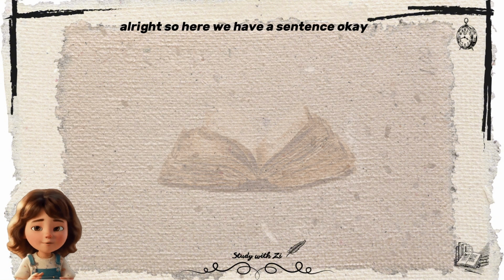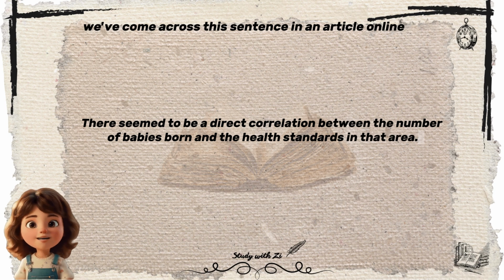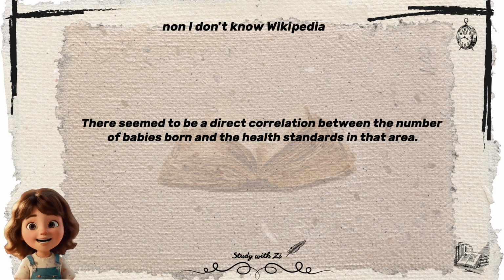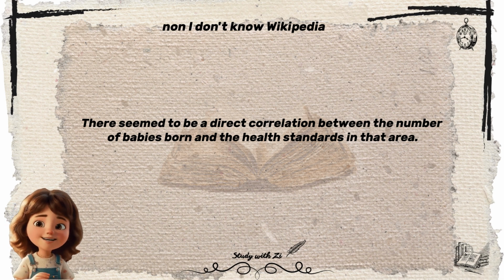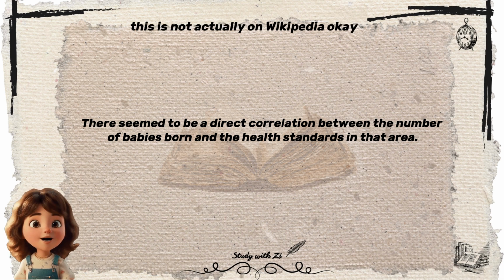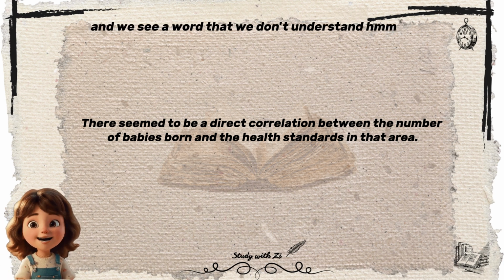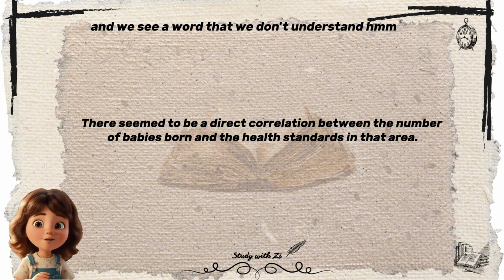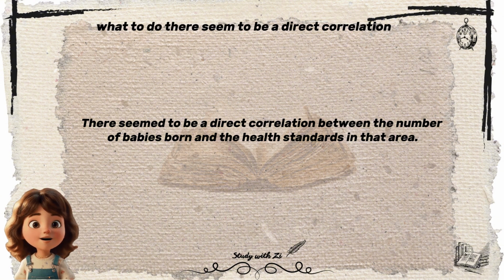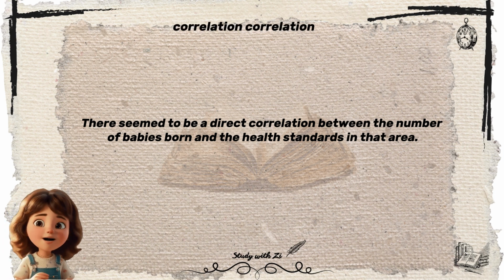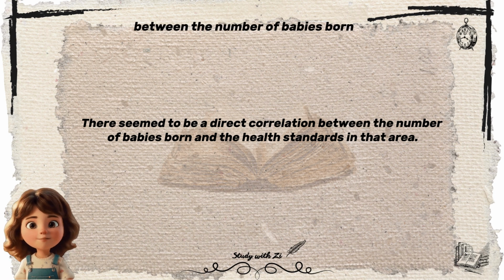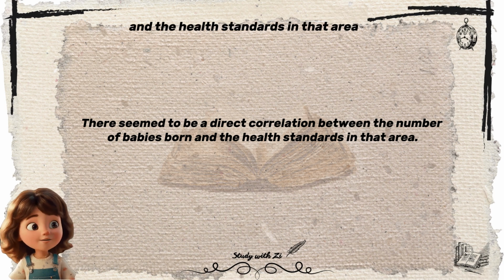All right, so here we have a sentence. Okay, we've come across this sentence in an article online on, I don't know, Wikipedia. This is not actually on Wikipedia, okay? So just for example, we've read it online and we see a word that we don't understand. What to do? There seemed to be a direct correlation between the number of babies born and the health standards in that area.